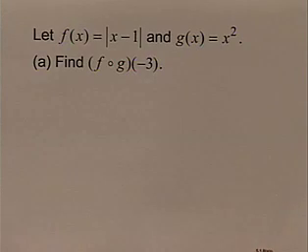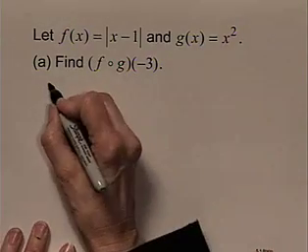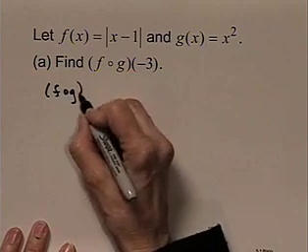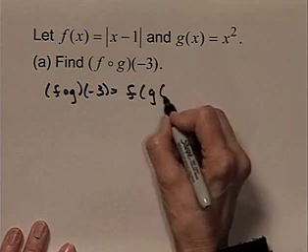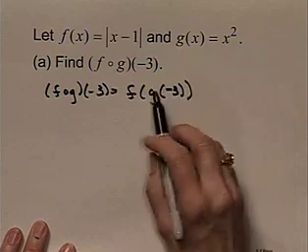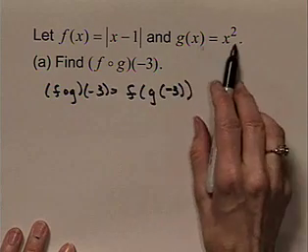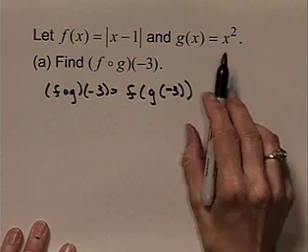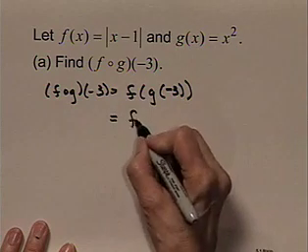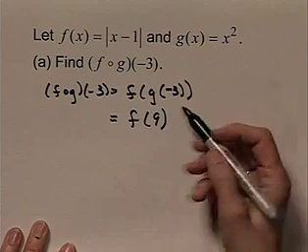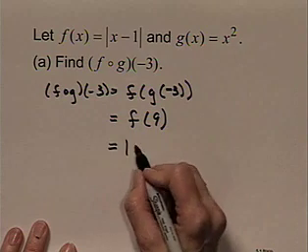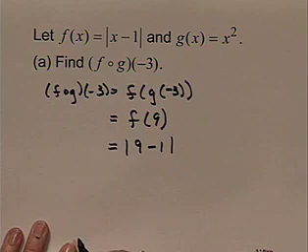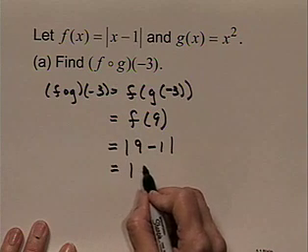Our first task is to find f composed with g of negative 3. So we have f composed with g of negative 3, so this is f evaluated at g of negative 3. Well, let's find g of negative 3. Substituting negative 3 for x and squaring, we find that g of negative 3 is 9. Now we can evaluate the function f when x is equal to 9. So that would be the absolute value of 9 minus 1, or the absolute value of 8.